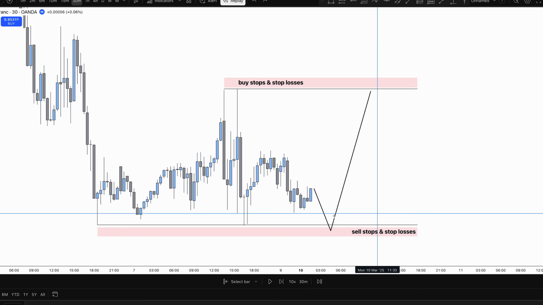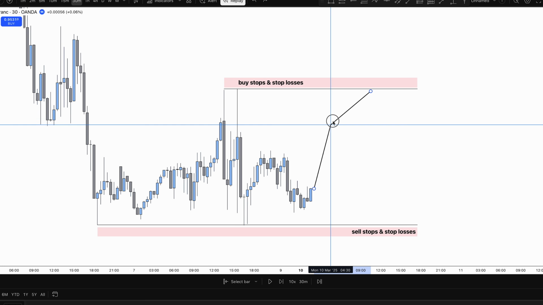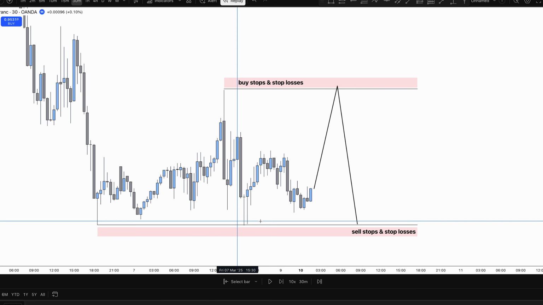So we could look at this kind of conditionally. If we sweep the low, we look for buys towards the high. If we sweep the high, we look for sells towards the low. Okay, because there's that magnet liquidity either side.